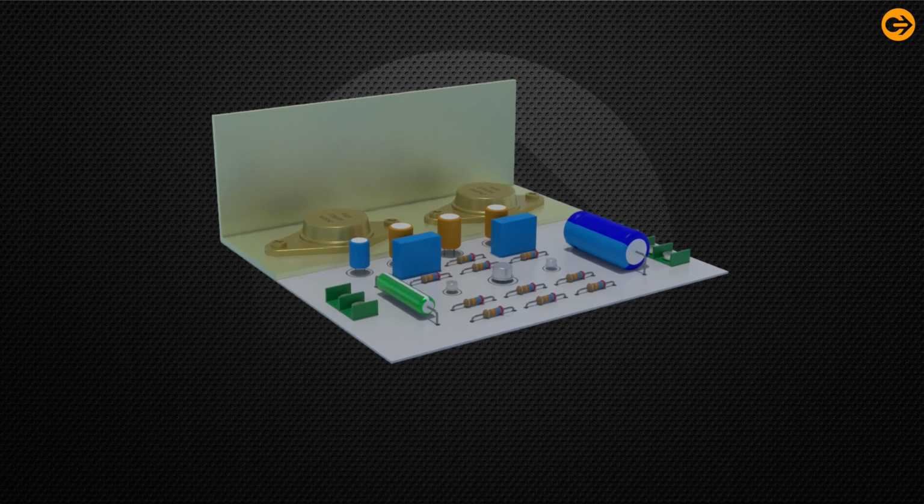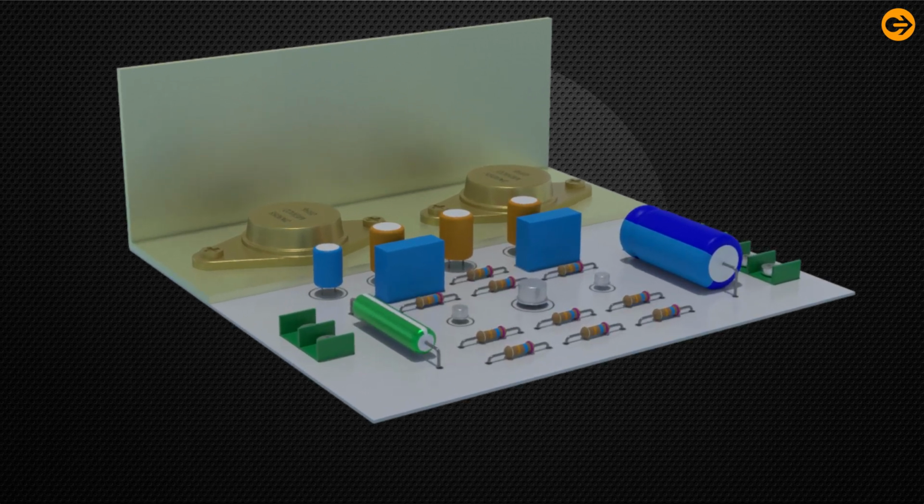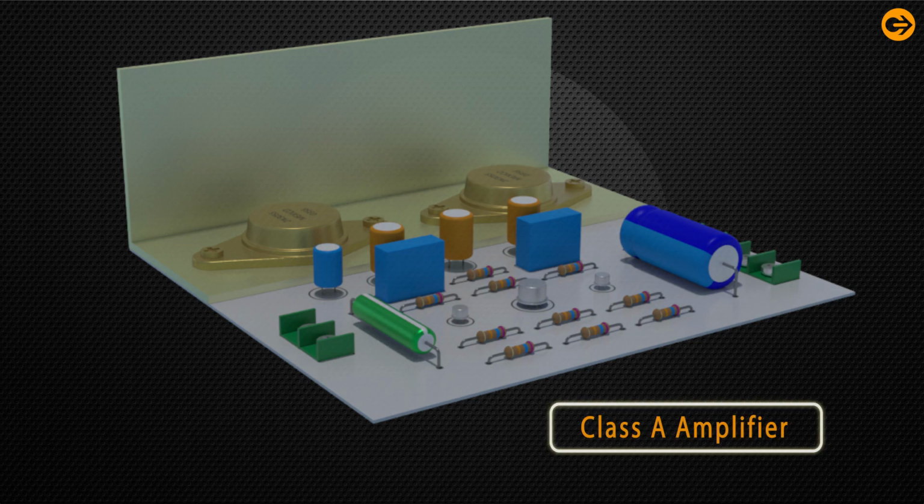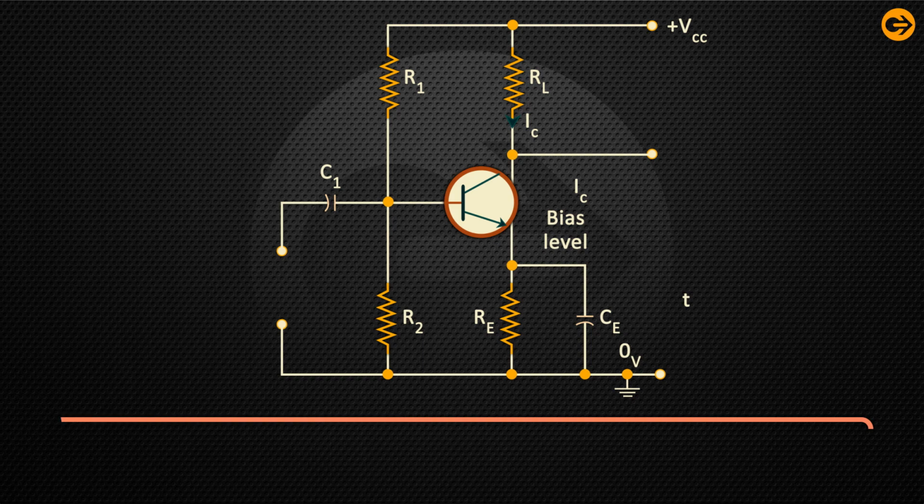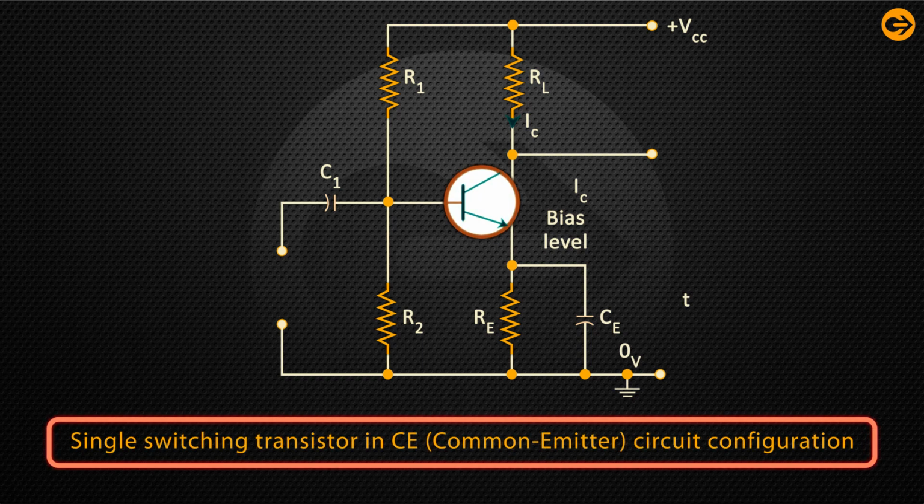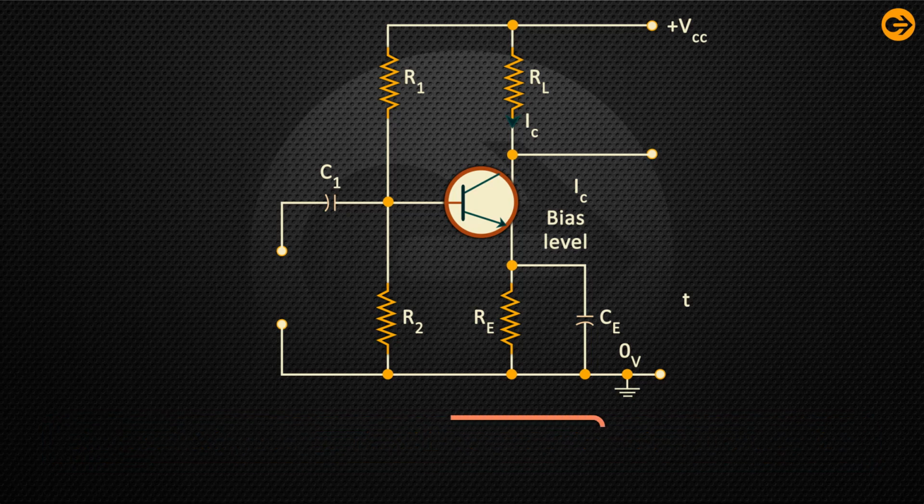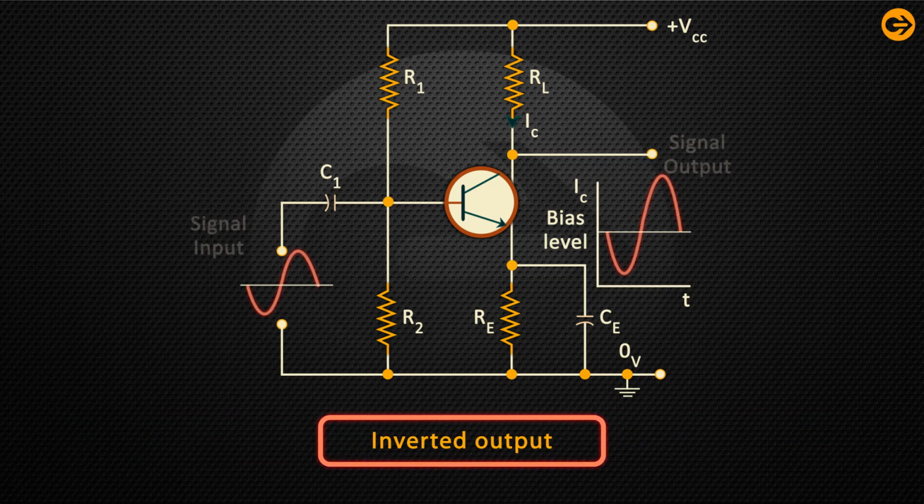Hello students, welcome to the next section of power amplifiers, and today we are going to discuss Class A power amplifiers. It is the most commonly used power amplifier configuration, the Class A amplifier. We can say it is the simplest form of power amplifier that uses a single switching transistor in common emitter (CE) configuration that produces an inverted output.